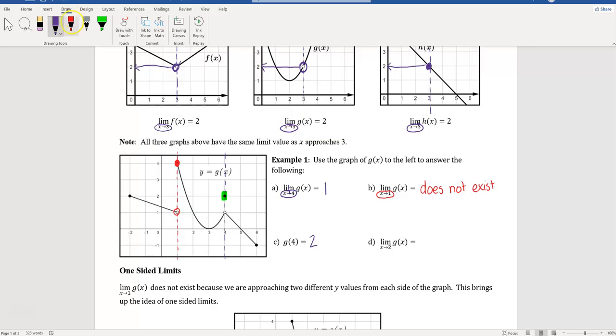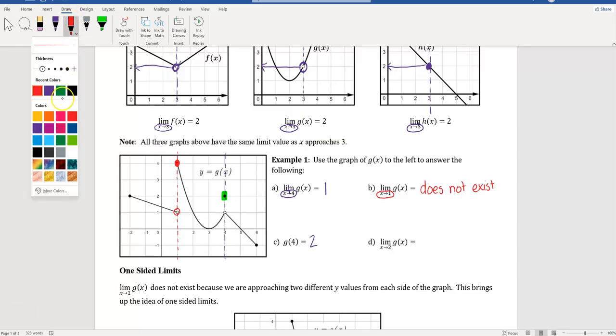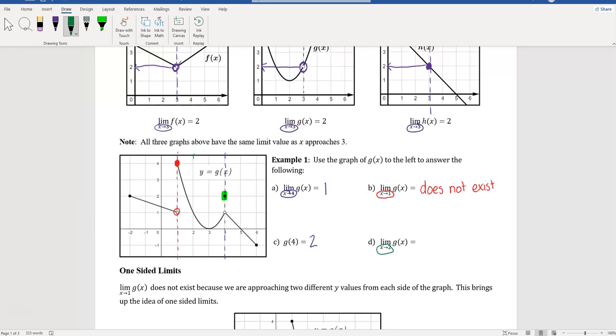And then we've got, let me use a different color here, x equals 2. That's right here. From the left, I approach this point. From the right, I approach this point. What is my limit as x approaches 2 of g of x going to be? What would it be, Dalen? 1. Good. There.